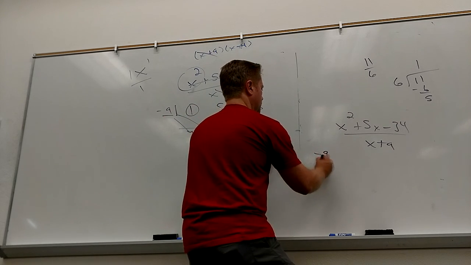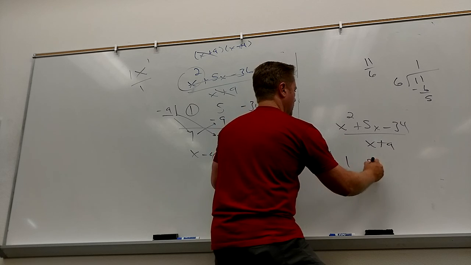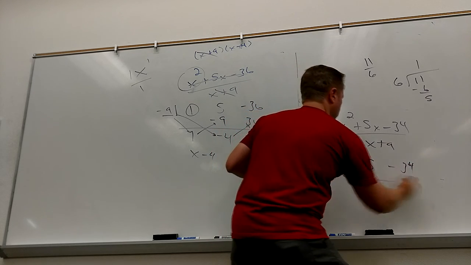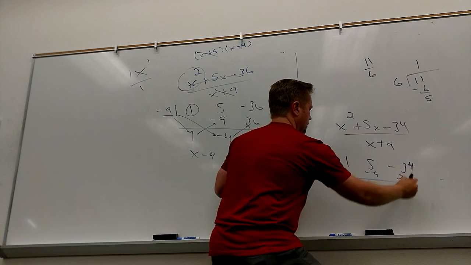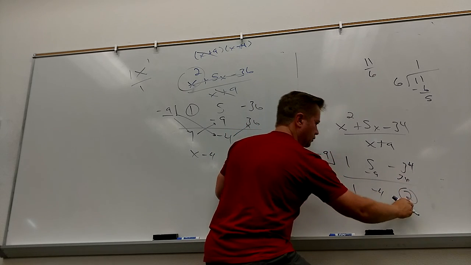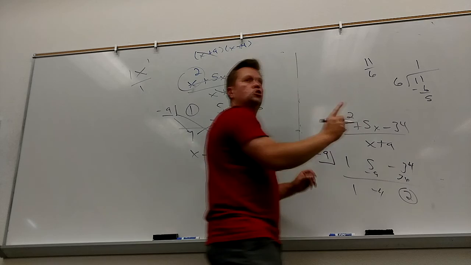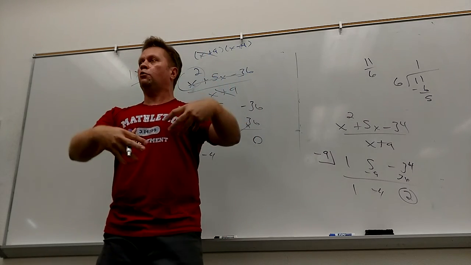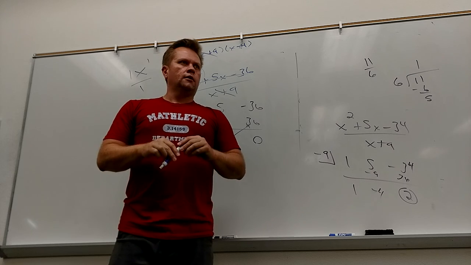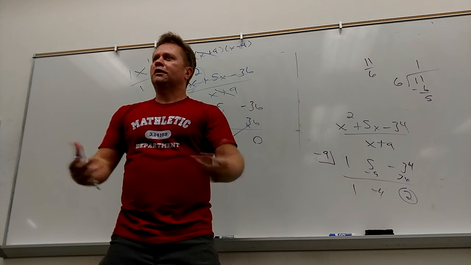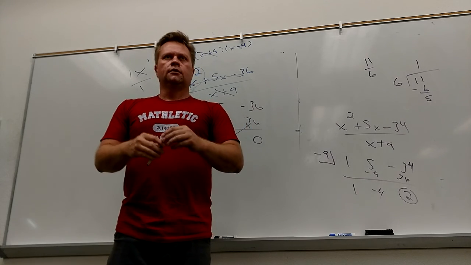So if I do this, 1, 5, negative 34. Just going to do it real quick. 1, negative 9, negative 4, 36. 2. That remainder tells me that that was 2 up from what would have gone in evenly. That's always what the remainder means. So I don't know if anybody's ever just told you that directly. Okay.